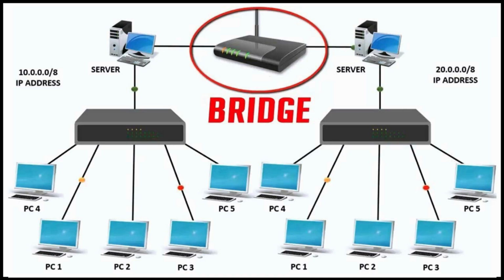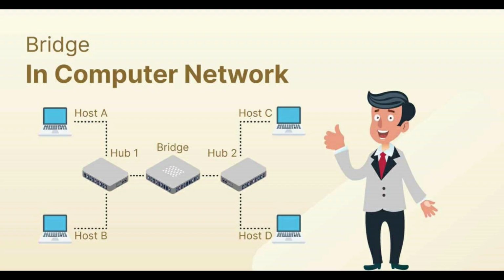Types of bridges: the basic bridge is a simple bridge that forwards packets based on the destination MAC address. Learning bridges learn the location of MAC addresses on each segment, allowing them to forward to the correct destination. A wireless bridge connects network segments wirelessly using Wi-Fi.